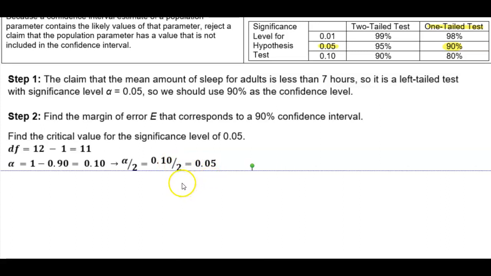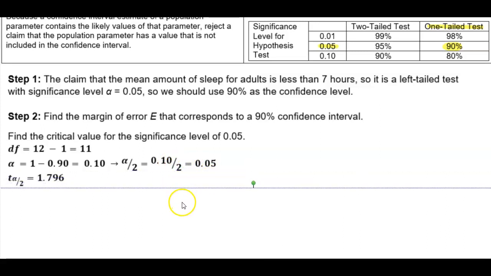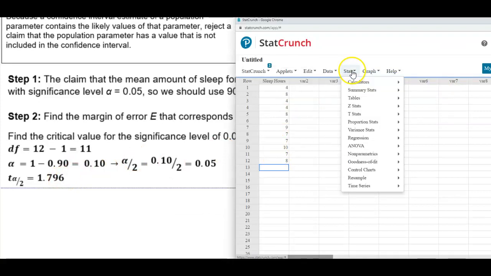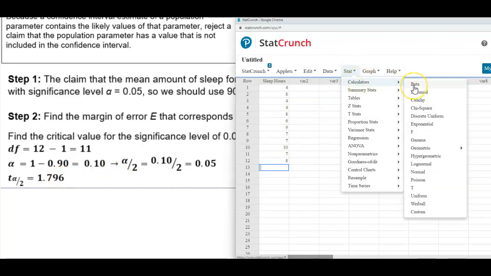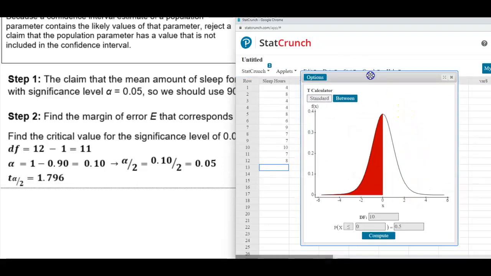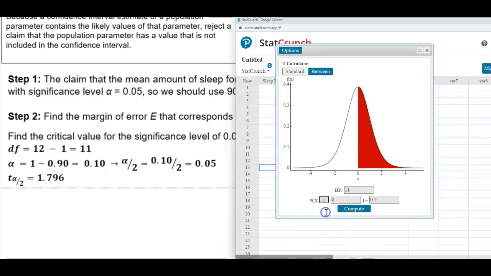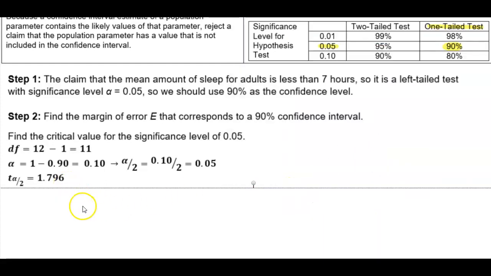So therefore, what we're going to do now is find that critical value. We can do that by using StatCrunch to get this value here. If we go to Stat, Calculators, and then we're going to go to T, since it's a T distribution, and we're going to put in our degrees of freedom of 11. We're going to select greater than or equal to because we want the critical value that's positive here. So we're going to put in 0.05, and then we get 1.796 for our critical value.